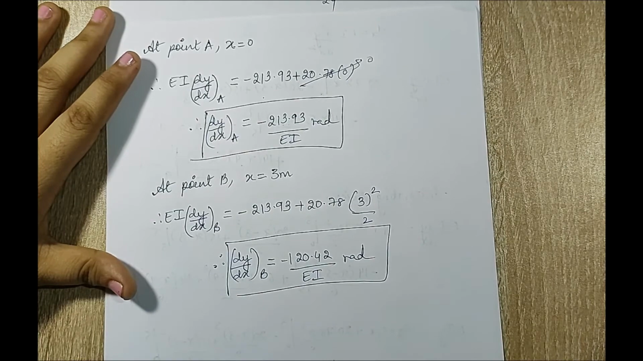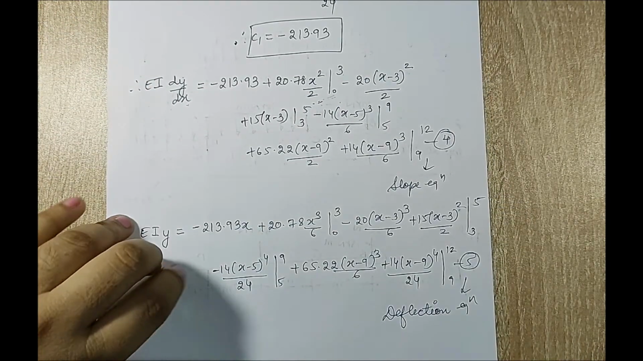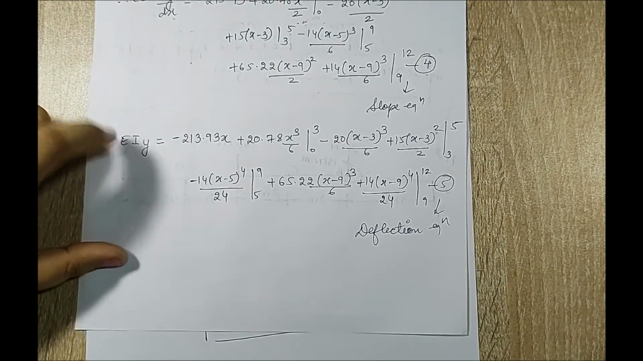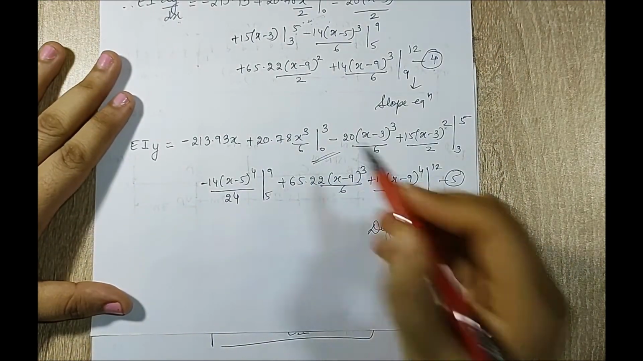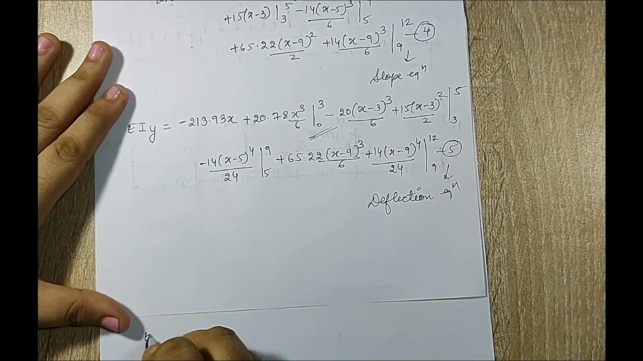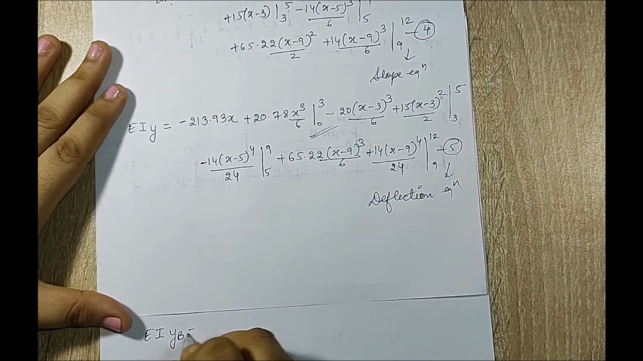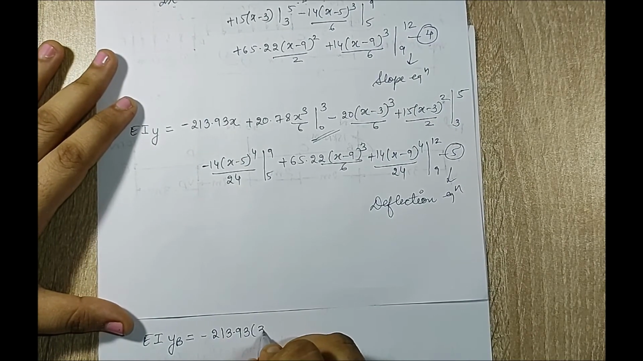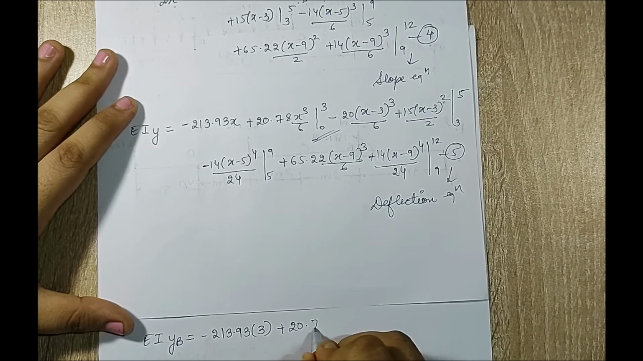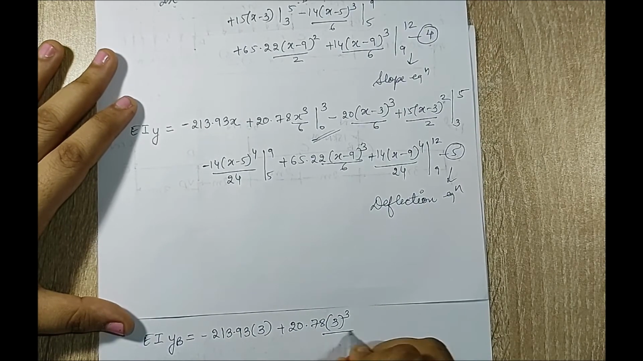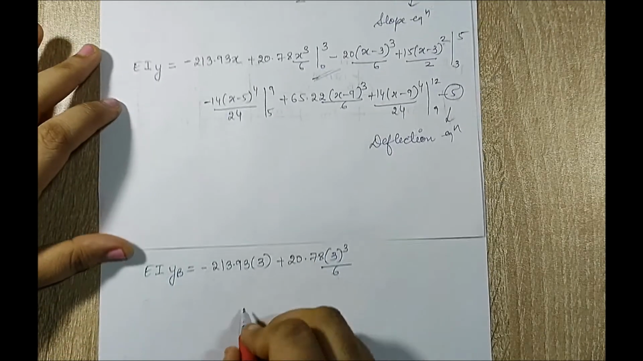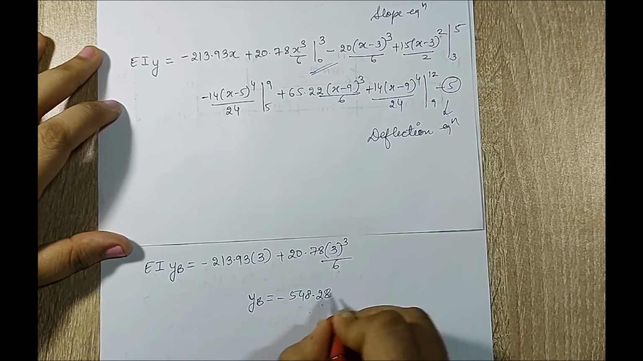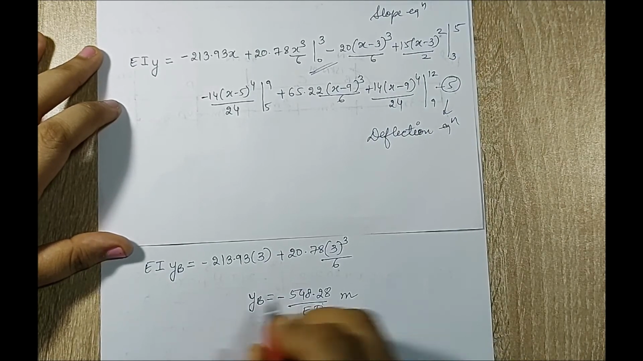Next, I am told to calculate the deflection at point B. So I'll just do that quickly. At B, I know the value of x is 3 meter. So when I look at this equation, I will only have to write up to this point. So I'll write down EI y of B is equal to minus 213.93 into 3 plus 20.78 into 3 cube by 6. When I solve this, I get the value of YB as minus 548.28 upon EI meter.